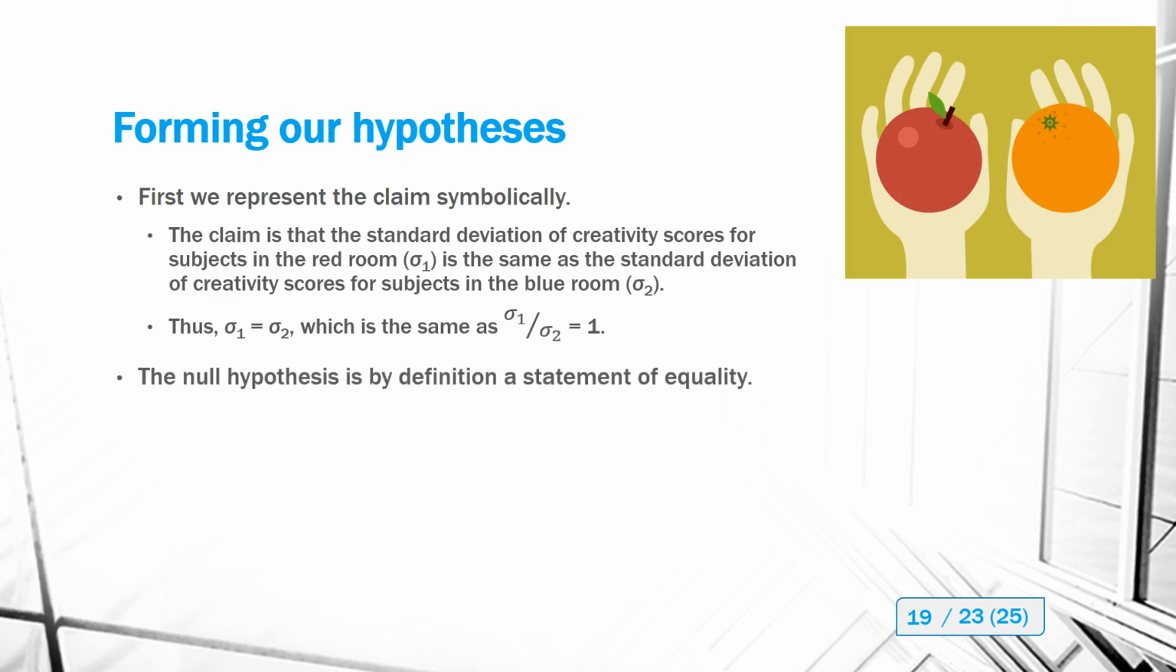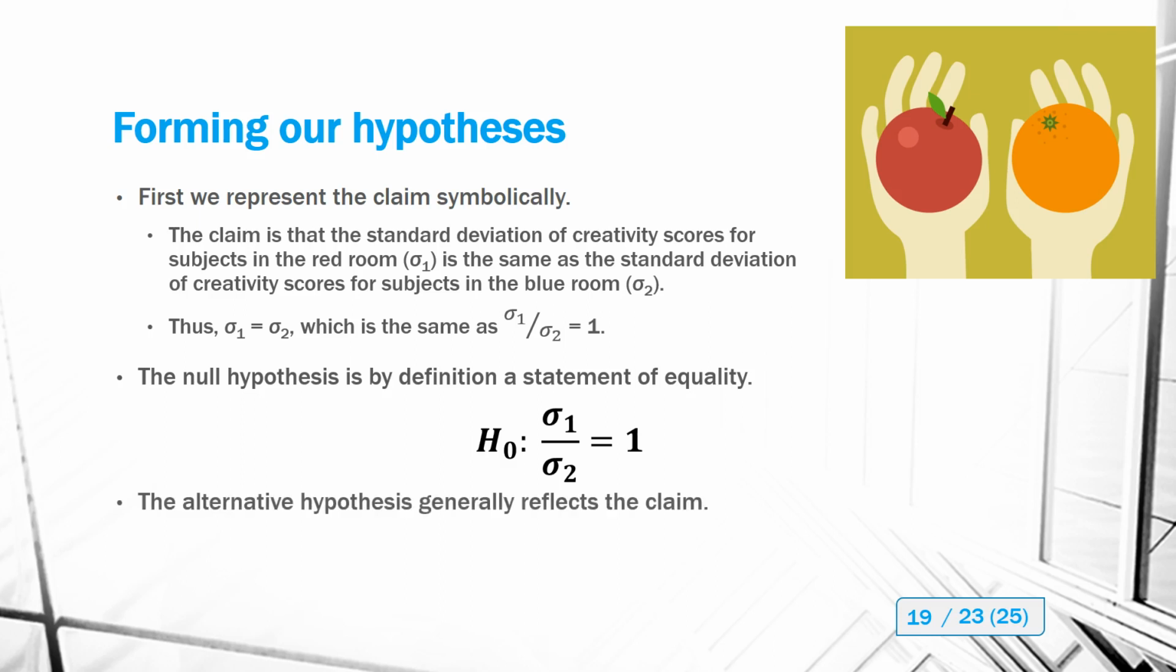The null hypothesis is always a statement of equality by definition. So sigma sub 1 over sigma sub 2 is going to be equal to 1. But this is what we actually claimed. So the general alternative hypothesis convention of reflecting the claim can't really be used here. We're going to have to take the opposite because all equality goes with the null hypothesis. So we have to take the opposite of the symbol that we used for our symbolic representation of our claim. Sigma 1 over sigma 2 does not equal 1 becomes our alternative hypothesis.